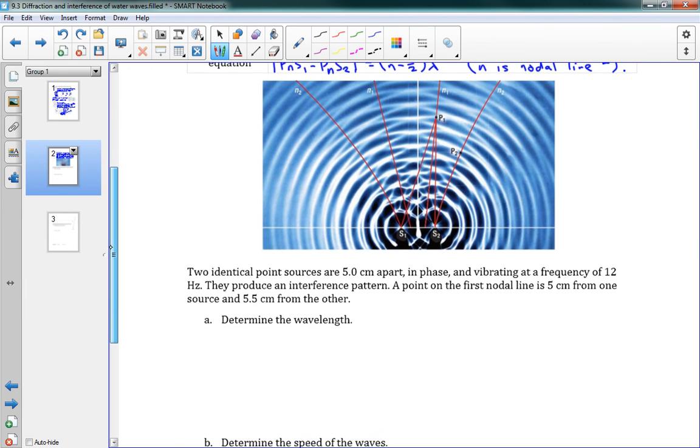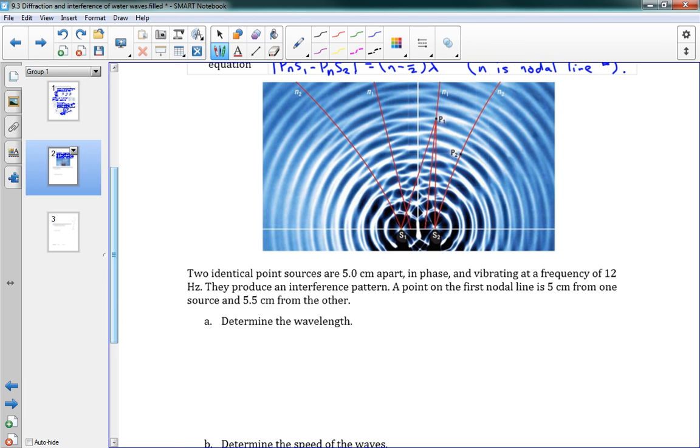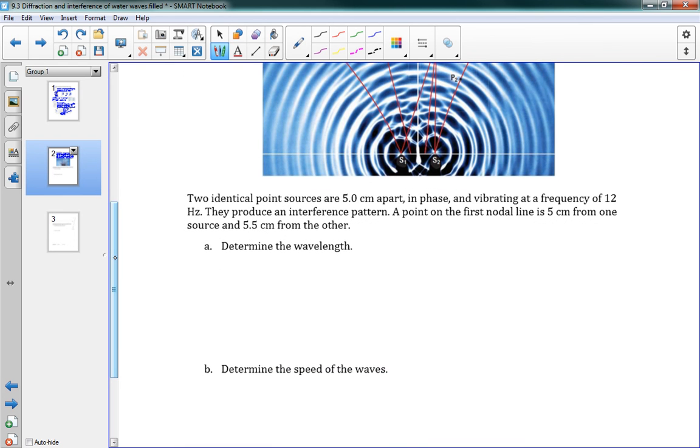We've got a problem here, well, we'll try that. It says two identical point sources are 5 centimeters apart, in phase, and vibrating at a frequency of 12 Hertz. They produce an interference pattern. A point on the first nodal line is 5 centimeters from one source and 5.5 centimeters from the other. We want to determine the wavelength.